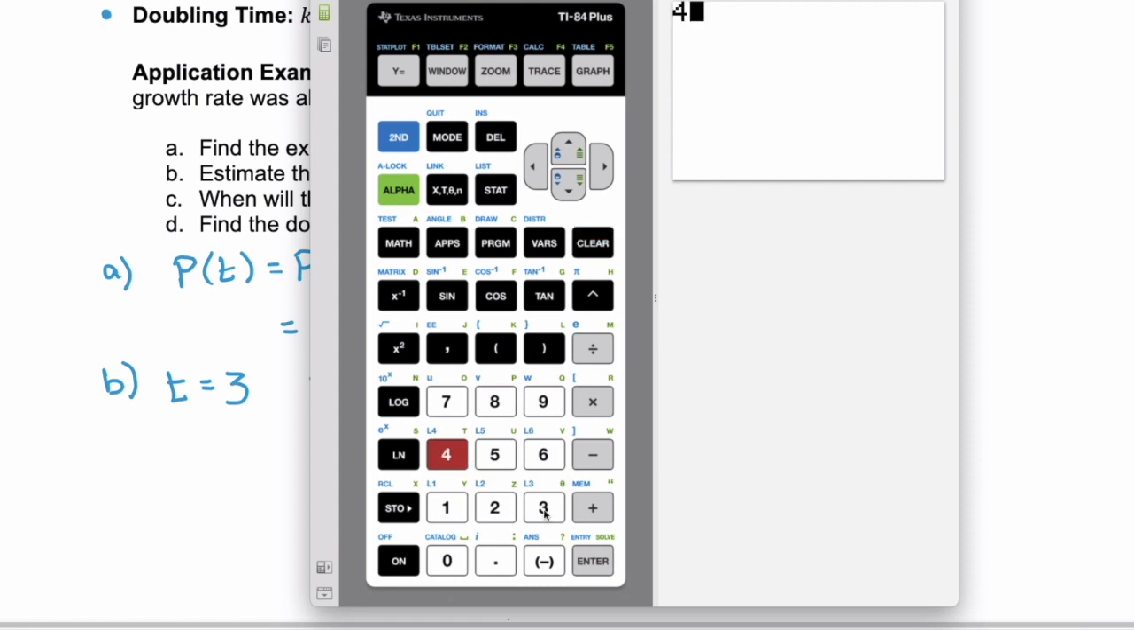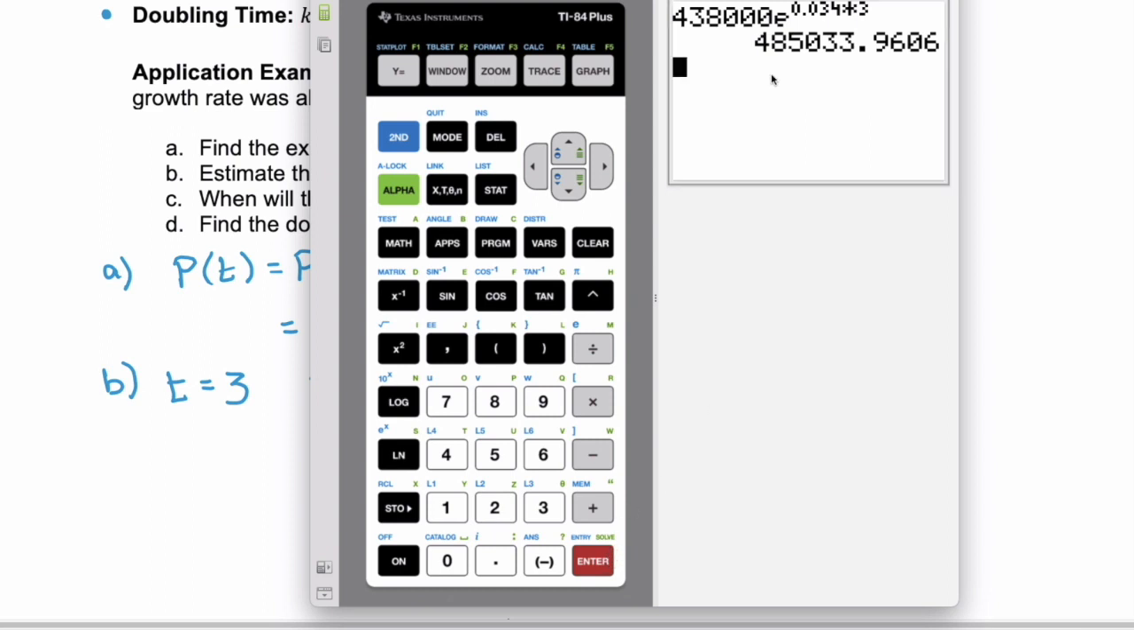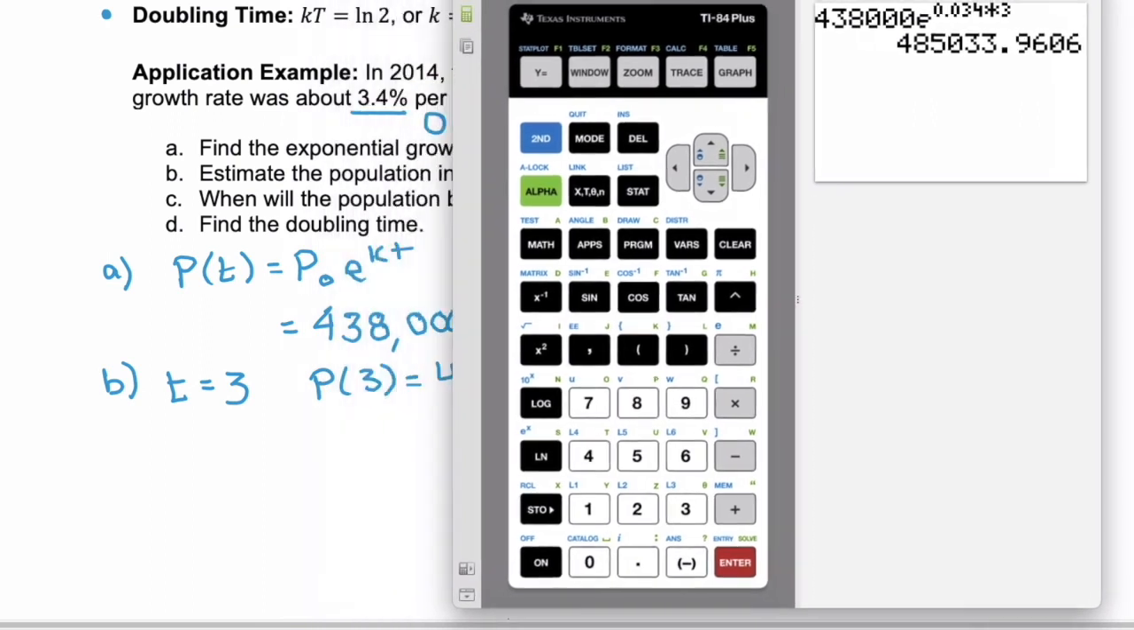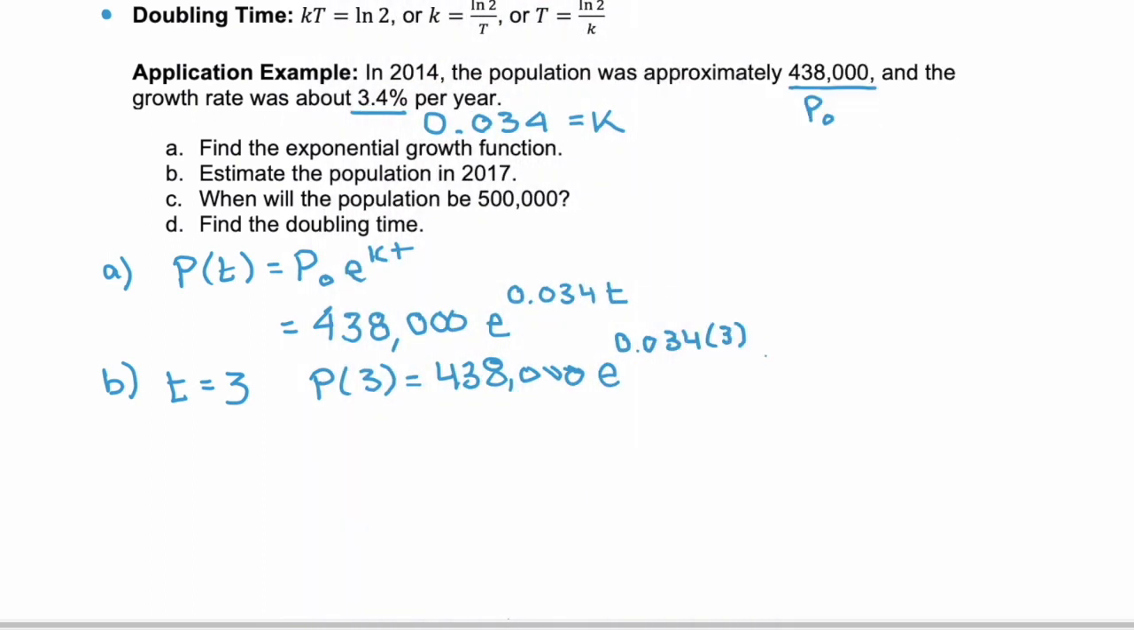So we have 438,000. Then we have e, so second e to the power of 0.034 times our time of 3. And we'll hit enter. So after 3 years, or in 2017, the population is 485,033, I guess it was 34 if we round to the nearest whole person.